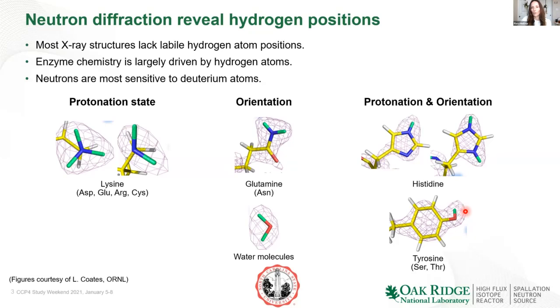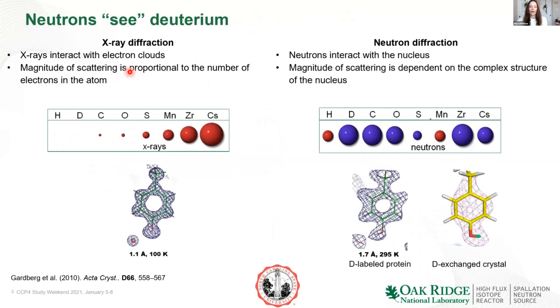So again, we always start with an X-ray structure, and if that X-ray structure doesn't answer the question that we have about enzyme chemistry, we then move to neutron crystallography. So why do neutrons see deuterium? Ketoro actually already answered that question. And I will come back in a second to why I say deuterium and not hydrogen.